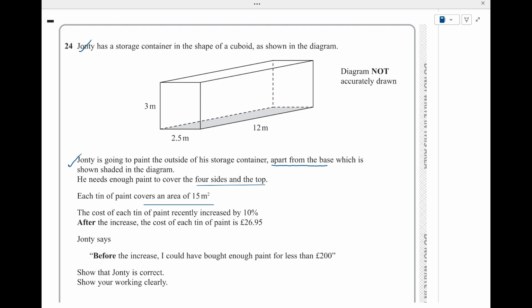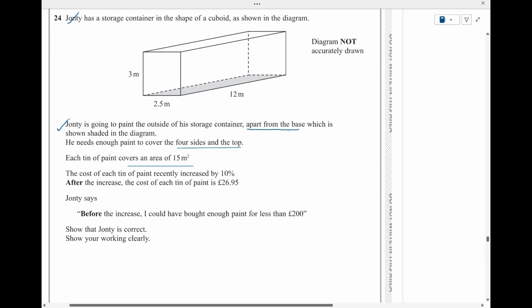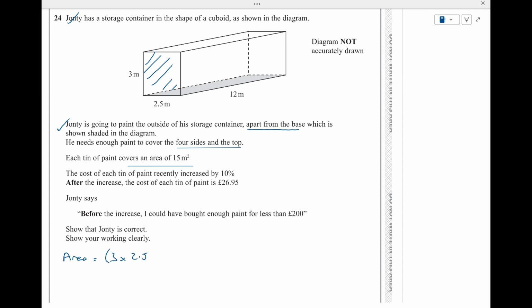Well, wait a minute. Read a sentence, do some maths. Should we do some maths? Let's work out how many tins of paint he'd need. We better work out the area he's going to paint. Now, he's going to do that end, isn't he? That has an area of 3.25. And he's going to paint the other end as well. So far, he's got 3 times 2.5 for one end, plus another 3 times 2.5 for the other end.